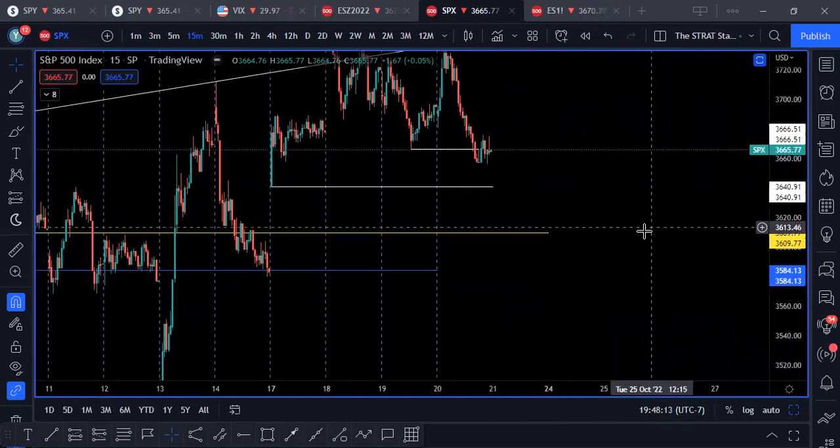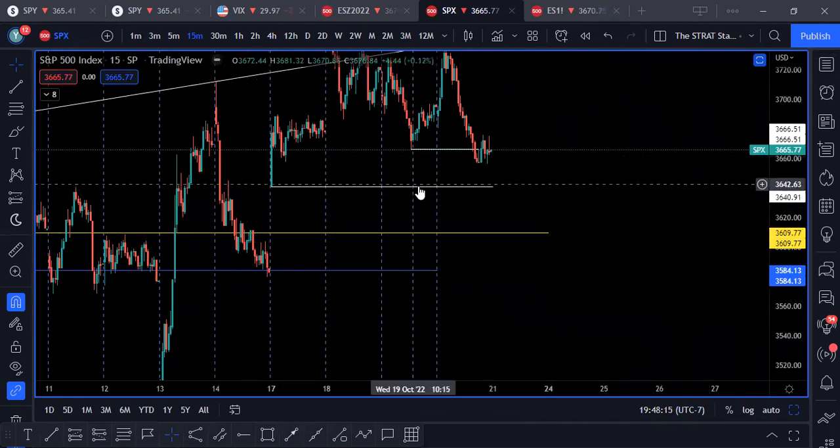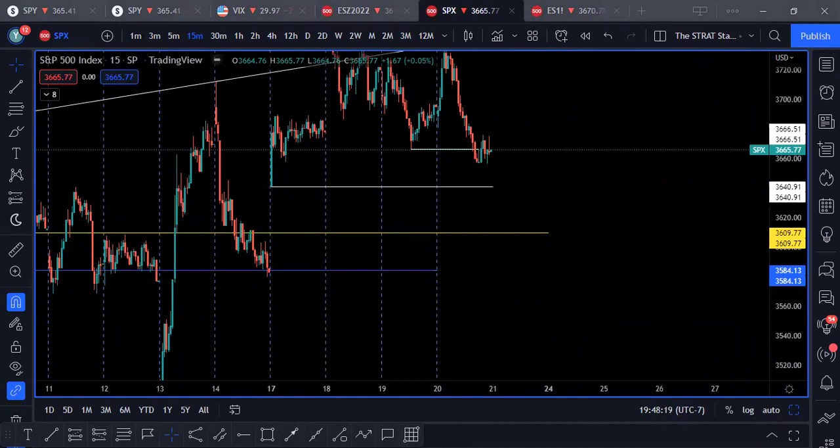Hey, what's good, Yarn? What's good? Hey, so you use the indicator, the fair value gap. You actually use it? You wait for the bounce from the indicator?